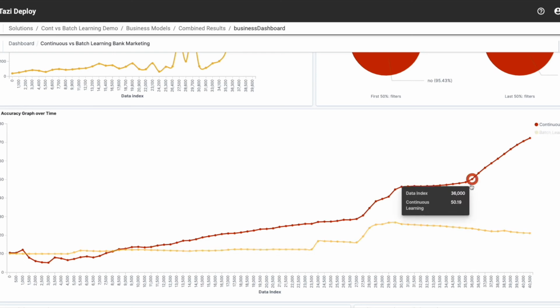So, what this actually means in terms of business value is that if you would have used batch machine learning, wrong calls to hundreds of people that were unlikely to purchase the term deposits would have been made. Whereas if you would have actually used TAZI's continuous learning, your marketing campaign would have been a huge success.